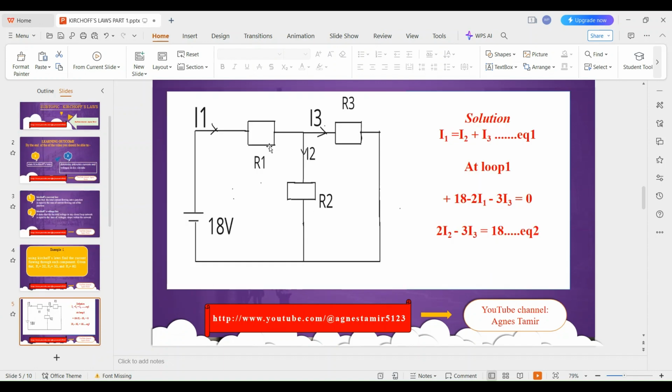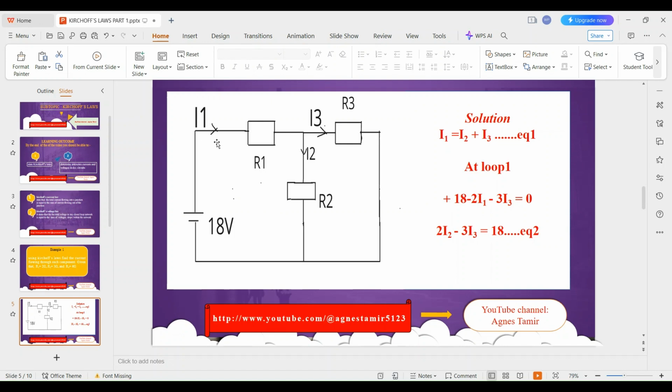We shall start by drawing the circuit diagram. I have already drawn it for you. This is our supply voltage, that is 18 volts. R1 we have been told is 2 ohms. R2 we have been told is 3 ohms. And R3 we have seen is 6 ohms.